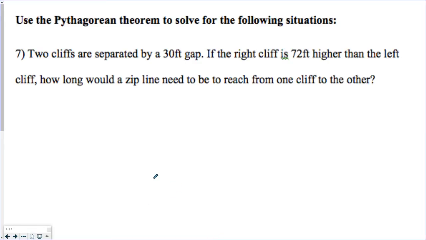The next ones are like the front page, just word problems. These are right triangle problems, Pythagorean problems, just as a word problem. Two cliffs are separated by a 30-foot gap. The right cliff is 72 feet higher than the left. How long would a zip line need to be to reach from one cliff to another?